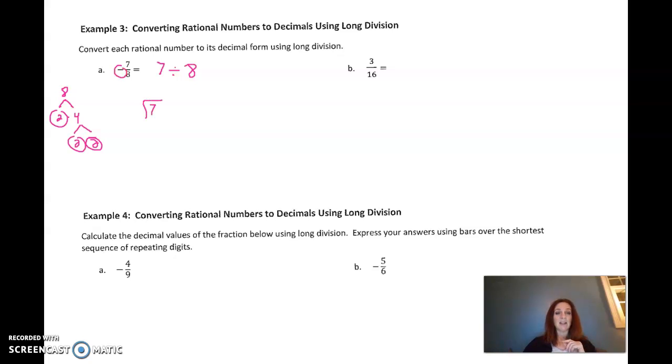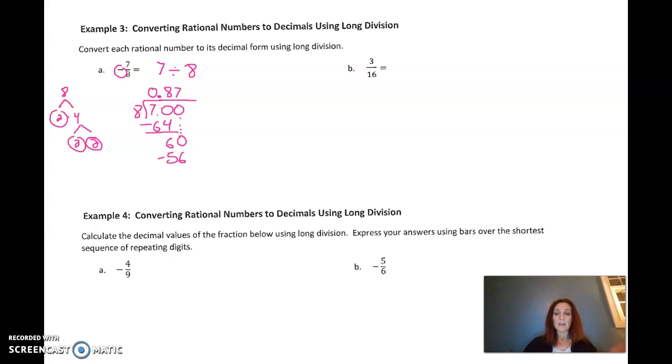7 divided by 8, doing our long division. 8 goes into 7 0 times. We add our decimal point. 0 under the line. 8 goes into 70 8 times, sorry, I was thinking 64, because 8 times 8 is 64. I subtract, 70 minus 64 is a 6. Put a 0 under the line, bring it down. 8 goes into 60 7 times, because 7 times 8 is 56.